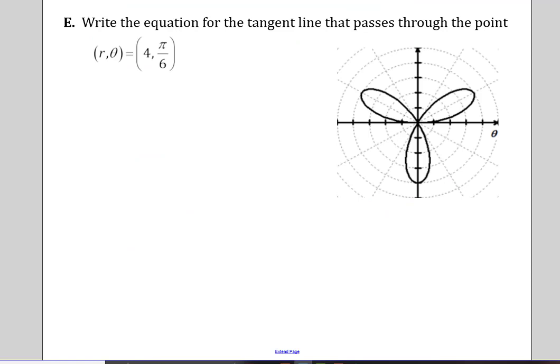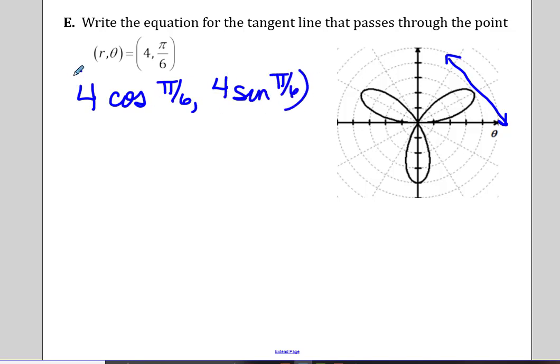And then part E, the very last example, we want to write the equation for the tangent line that passes through the point (r, theta) equal to 4 and pi over 6. So we're looking for this tangent line. We're writing the equation for that tangent line. So we have 4 cosine pi over 6 and 4 sine pi over 6. We need our x and our y. So our x value is 2 square roots of 3, and our y value is 2, so we have a point.